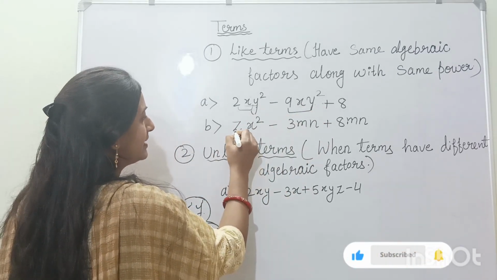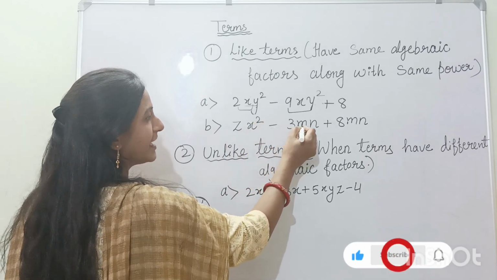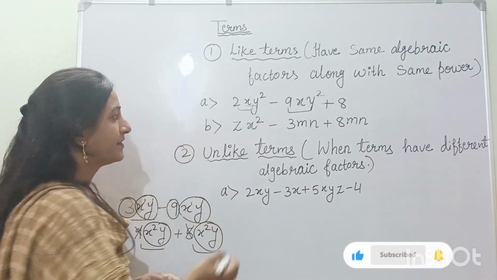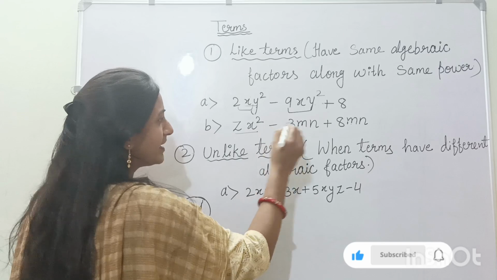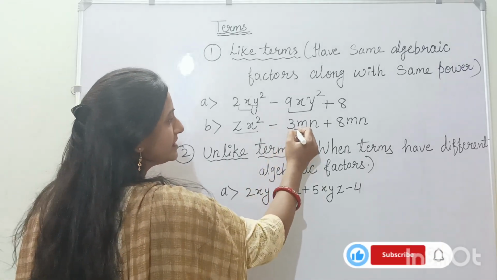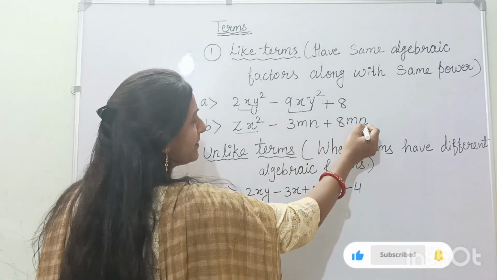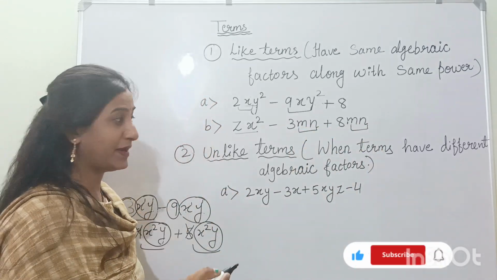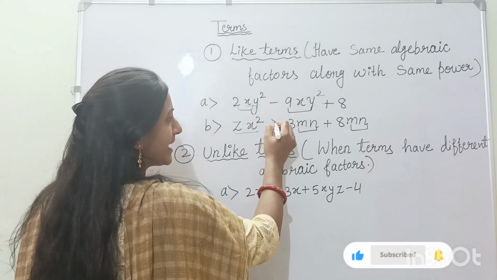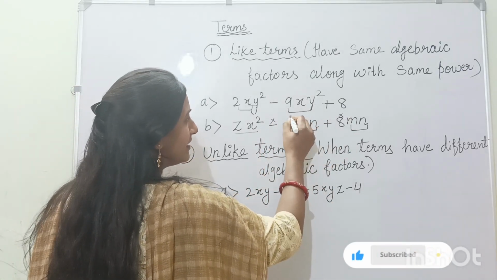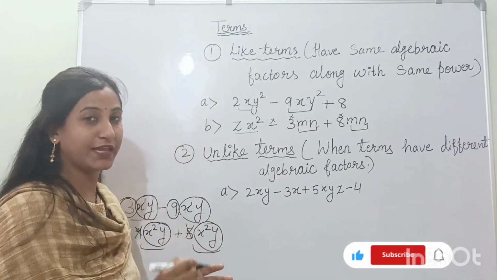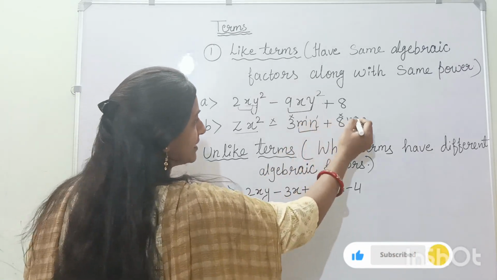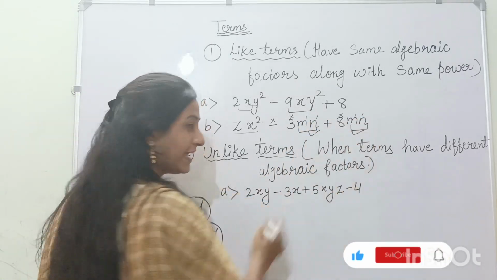Next example: zx square minus 3mn plus 8mn. In this, which are the like terms? Is zx square there in any other term? No. 3mn and 8mn have the same algebraic factors, that is mn and mn. We should not concentrate on the sign or the numerical coefficient. We have to see only that the algebraic factors have the same powers. Here also the powers are 1 and 1. So these two terms are like terms.